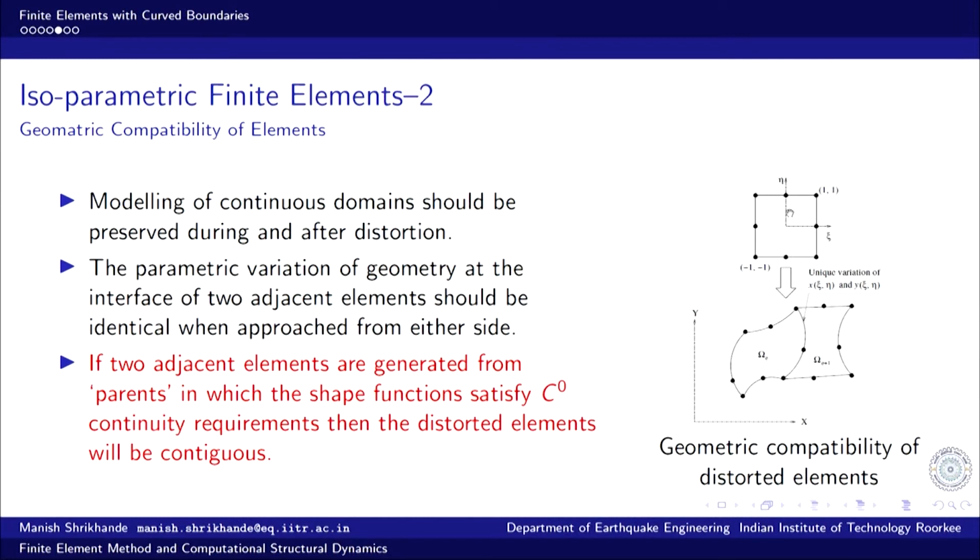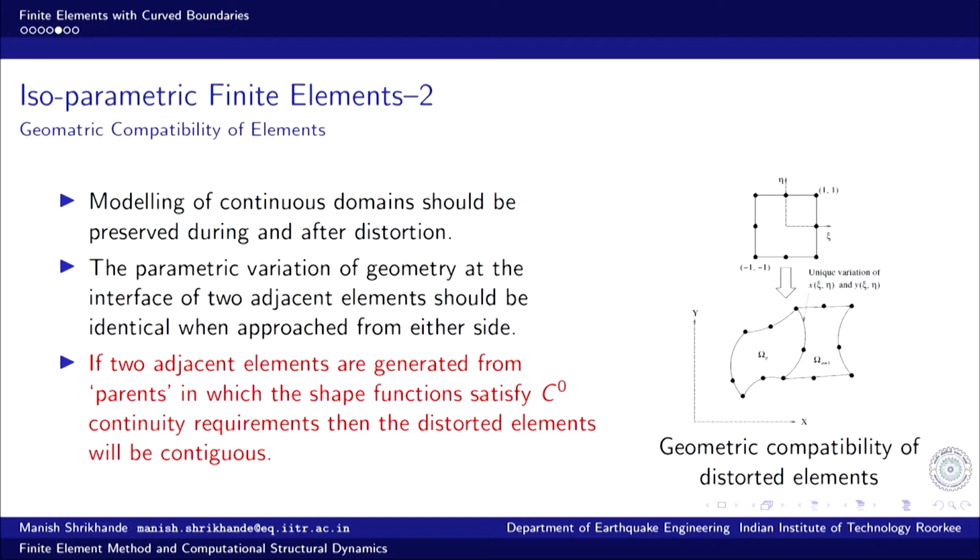In this case the variation that is being approximated is the domain, the geometry, how the locus of points along this line varies. So, the coordinates of the points are being approximated, and that is a unique variation that is defined for both the elements, and that is why the elements will be contiguous. There will not be any voids in between, or any overlap in between, because the interpolation functions of these parent elements satisfy the C0 continuity requirements.